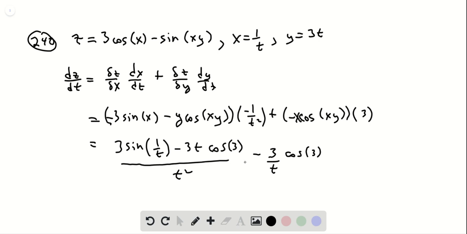Wait, we're changing this sign. So the negative 3 became a positive 3, the negative y became a positive y, right? Okay. So we have a positive 3t cosine 3 over t squared and negative 3t cosine 3 over t squared. They cancel, so all that's left is 3 sine of 1 over t, quantity divided by t squared. There you go. So that's the final answer in terms of t.